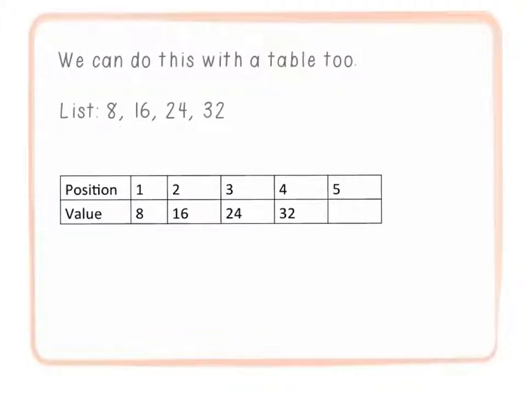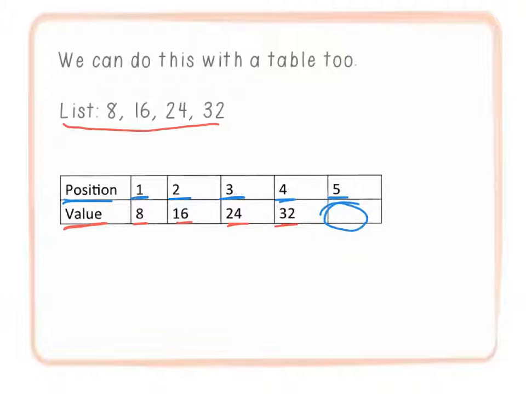Okay, so we can do this with a table too. I have my list, but they might not always give it to you just in a list. They might put it in a table. So notice that I have 8, 16, 24, 32. Well, I have those same numbers right here, 8, 16, 24, 32, and that's in my value row. And then I have position. So for 1, I get 8. 2, 16, 3, 24, 4, 32, and 5, I don't know. I'm going to have to figure out what number goes here.